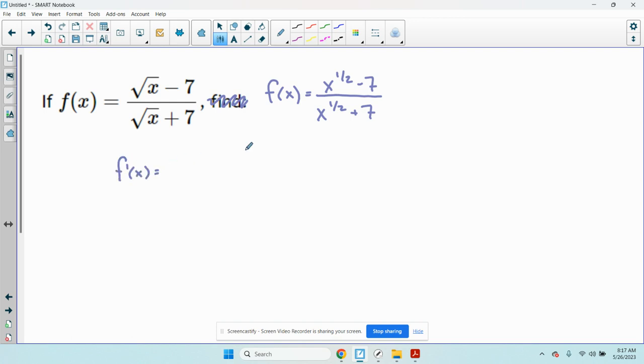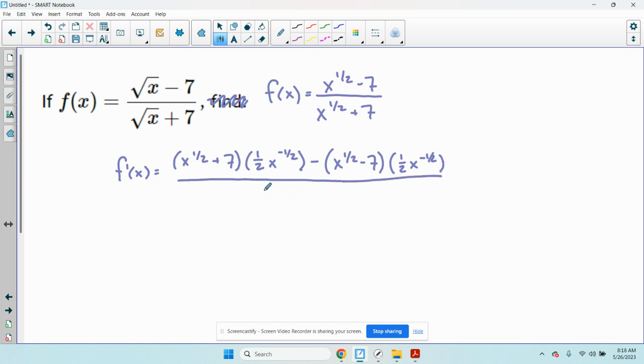I do low, rewrite that. D high, derivative of the top, is 1/2 x to the negative 1/2. 7 goes away. Minus high, x to the 1/2 minus 7. D low, 1/2 x to the negative 1/2. All over low squared.